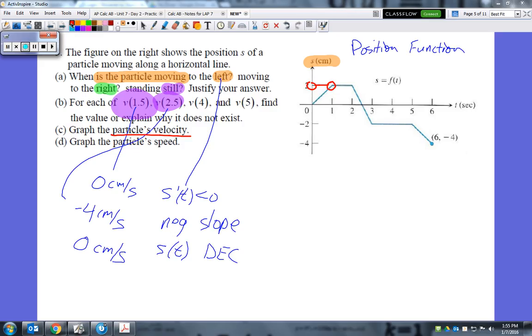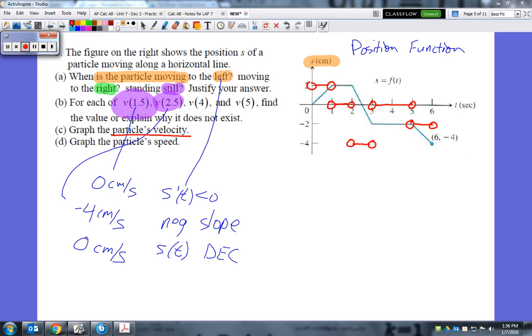Alright? Good. 1 to 2. 0. Why am I doing open endpoints? Because they're cusps. Non-differentiable, right? Let's go 2 to 3. Negative 4. 3 to 5. Wait, what? Alright, 0, right? Common mistake, that is 1. And 5 to 6. Negative 2. Yeah. So this, what I just graphed, is the velocity.